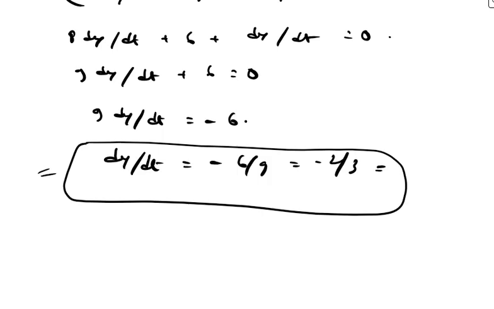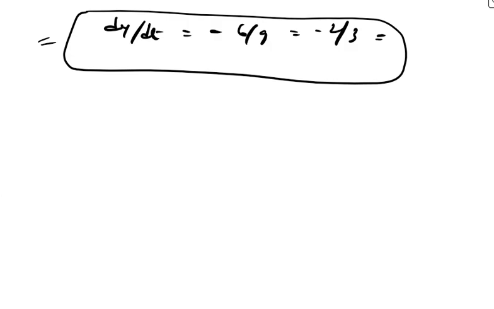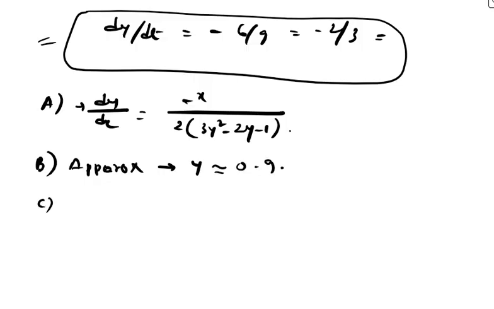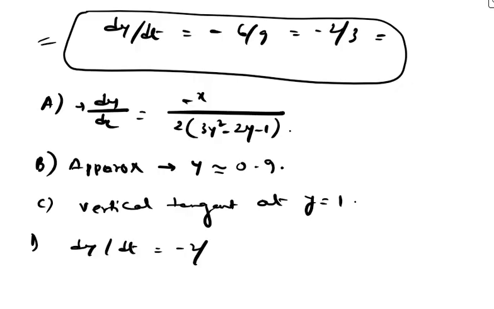Okay, so final answer summary. For part A, dy/dx is equal to minus x by 2 into (3y squared minus 2y minus 1). For part B, the approximate y is minus 0.9, and for C, vertical tangent at y is equal to 1, and for D, dy/dt is equal to minus 2 by 3. So this is the whole summary for this question.